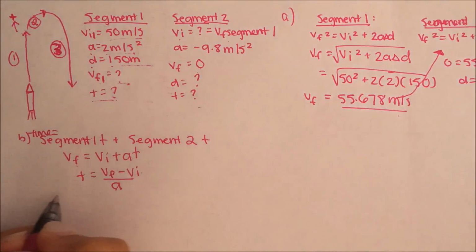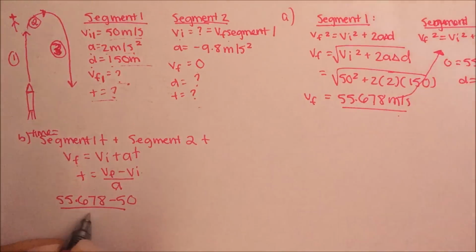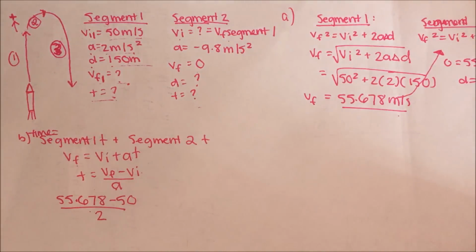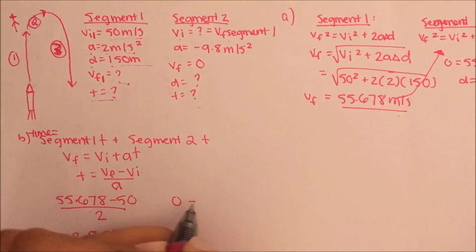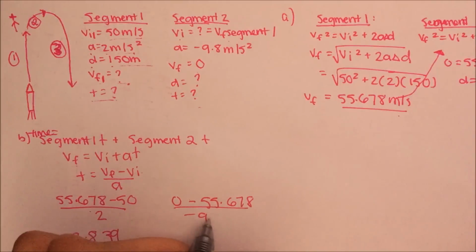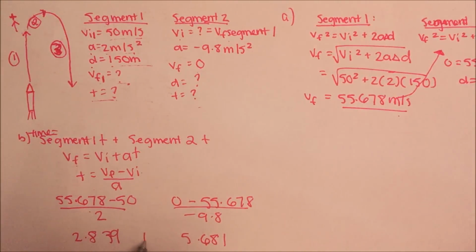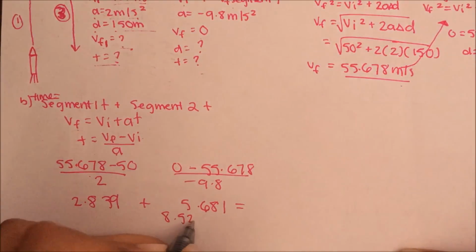So we're doing this for segment 1. We're going to have the final velocity of 55.678, as we found in the previous part, minus the initial velocity of 50, divided by the acceleration of 2, to give us a time of 2.839. And then for segment 2, we're going to have a final velocity of 0 minus the initial velocity of 55.68 divided by an acceleration of negative 9.8 to give us a time of 5.681. And we add these times together, we're going to get a time of 8.52 seconds.